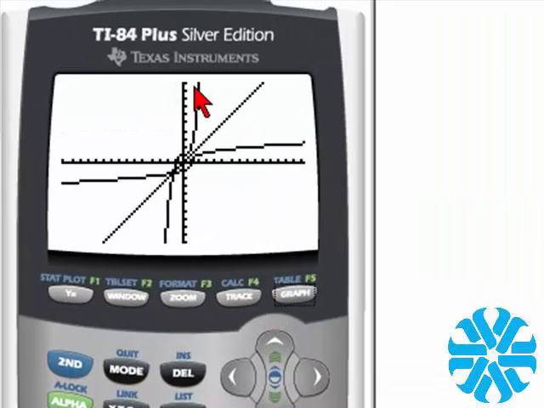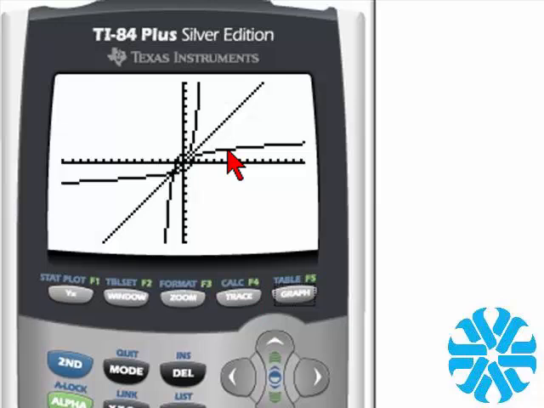Now you can see the symmetry a little bit better when you take a look at this line and how it splits things up. In fact, any point along this line is an equal distance from curve to curve. So from here to here is the same as from here to here.